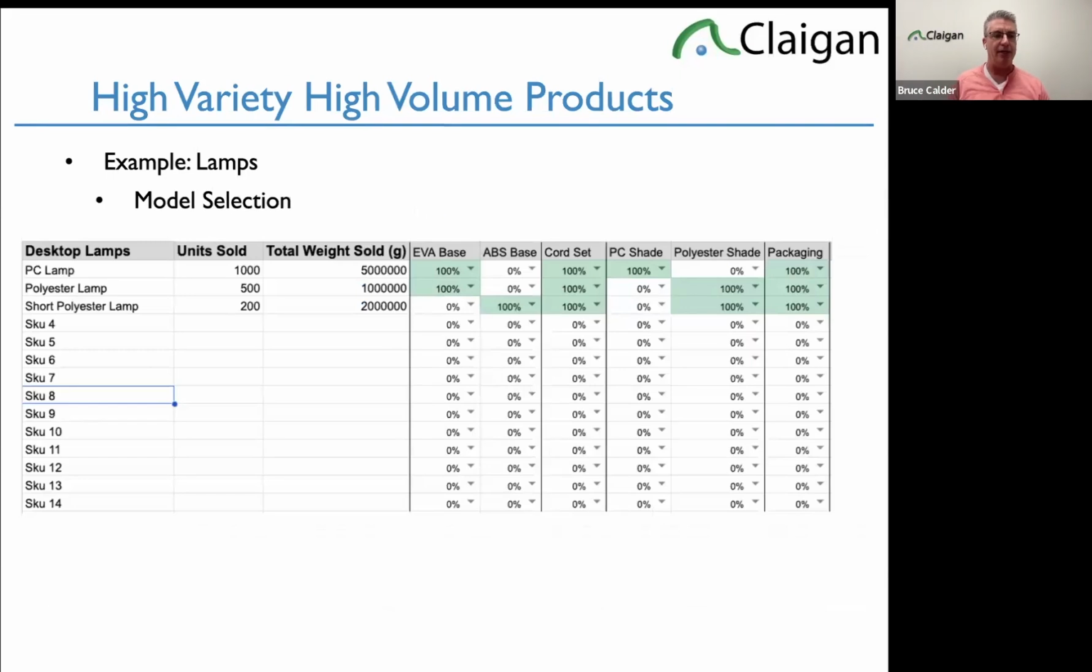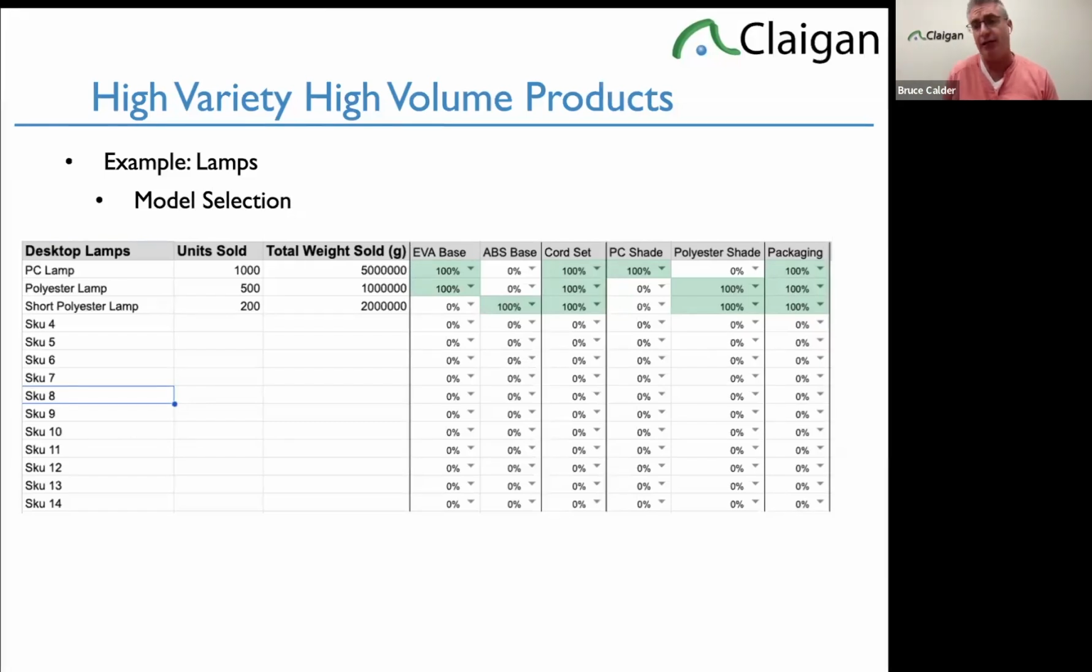You take your polycarbonate lamp, probably got some funky name, how many units you sold, what's the total weight of what you sold, and then you pull down whether they have these things. And we have it as 0 and 100%, but it allows you to say, hey, it's an extra tall one, we'll choose 150%. So it has the ability to play with sizes if you think it's relevant, but it becomes a buffet.